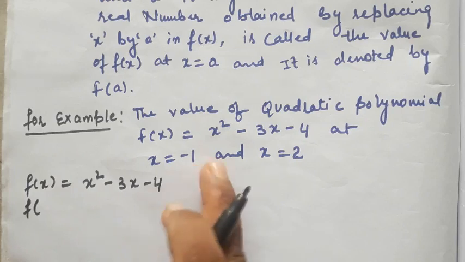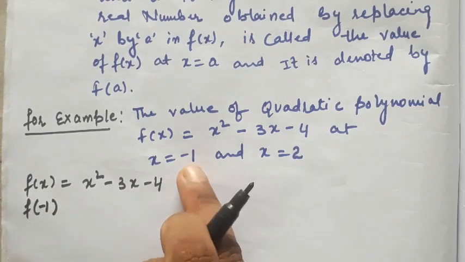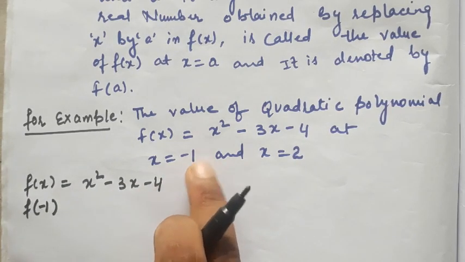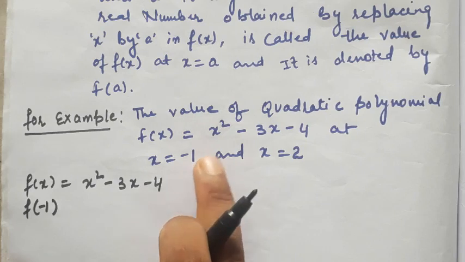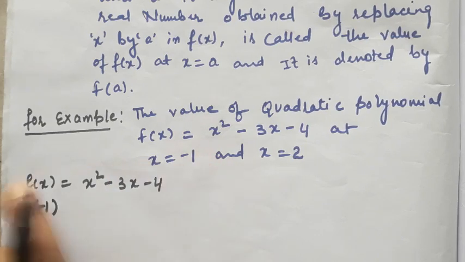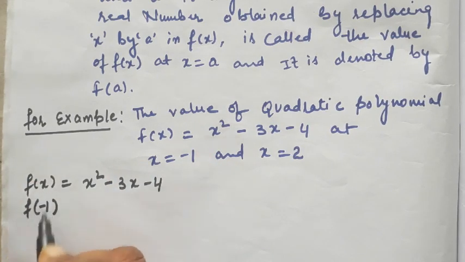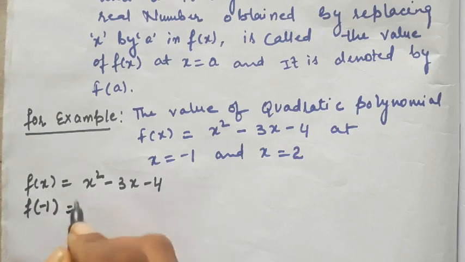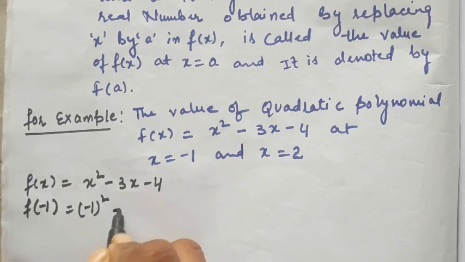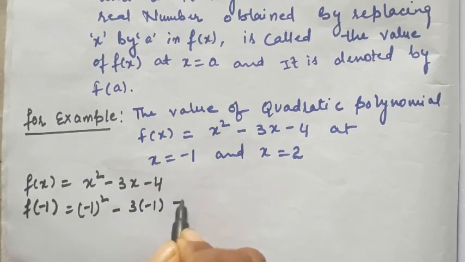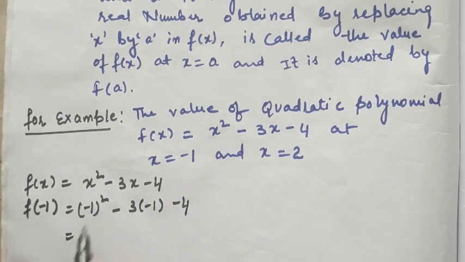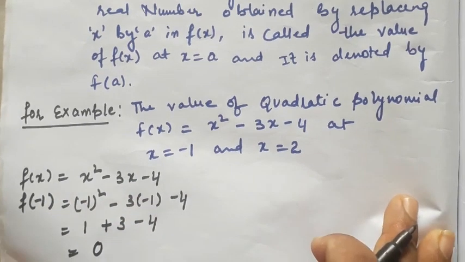For x equals minus 1, I am just replacing. I am considering this as a, and I am replacing this real number with this x. Now I have replaced x with minus 1 and I am substituting the value of x here. That is (minus 1) square minus 3 of minus 1 minus 4. Minus 1 whole square is 1, plus 3, minus 4. So I get 0 as the answer. 4 minus 4 is equal to 0.